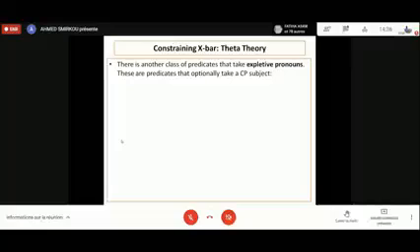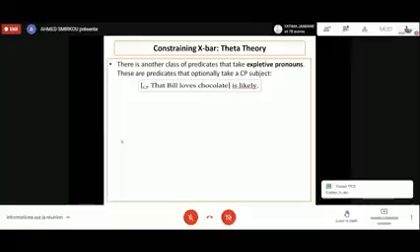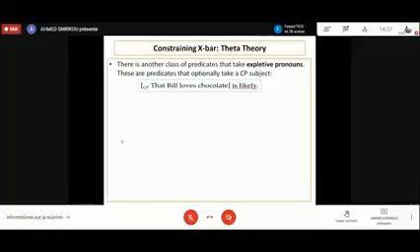So there is another class of predicates that take expletive pronouns. These are predicates that optionally take a CP subject. We have another example of expletive pronouns. For example, that Bill loves chocolate is likely. So this predicate is likely. What does it require? It does not require subjects, because that Bill loves chocolate is not the subject of is likely. We can say it is likely that Bill loves chocolate, which means that Bill loves chocolate is the object.